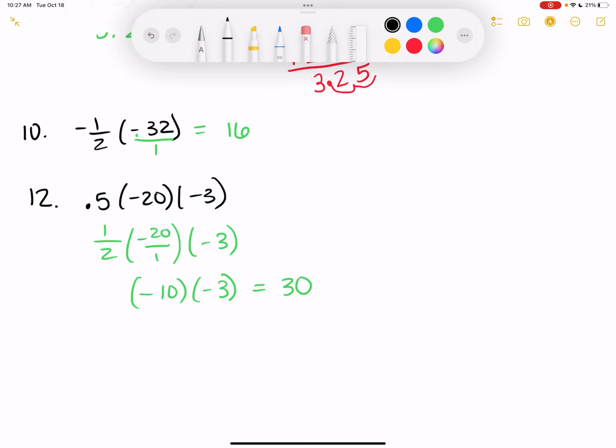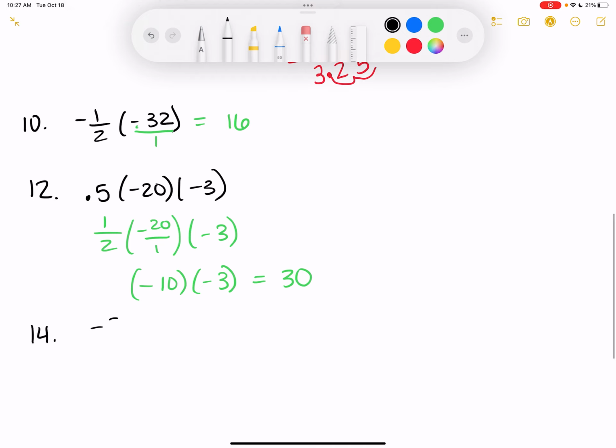All right, let's see, 14. Negative 3/4 times 2 times negative 6.